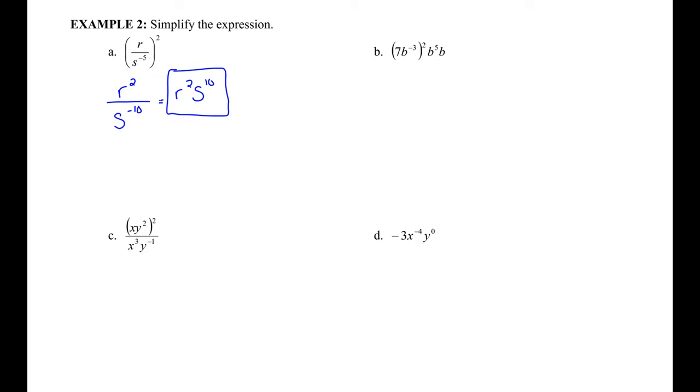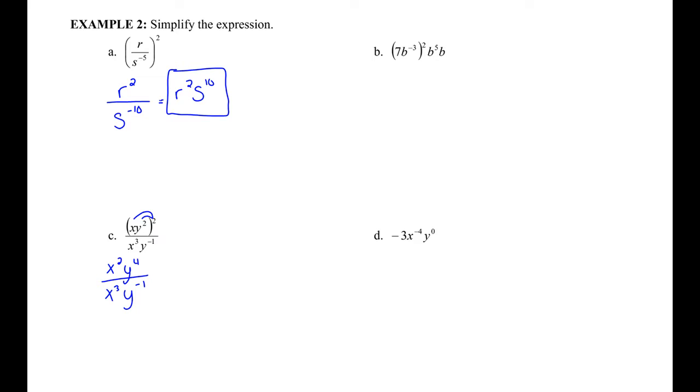Example C, I want to start the same way by making sure this 2 gets attached to everything. So I get x squared y to the 4th over x cubed y to the negative 1st.